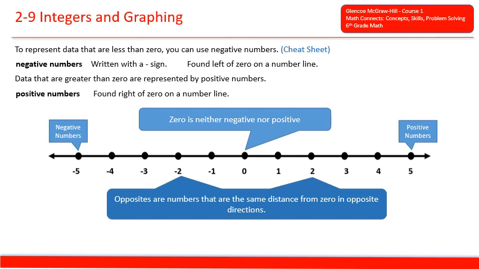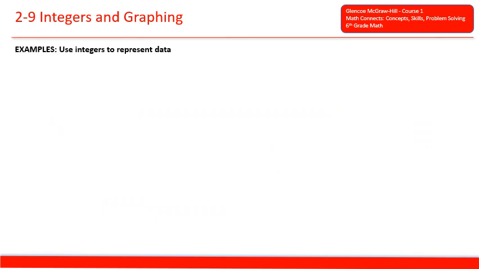Opposites are numbers that are the same distance from 0 in opposite directions. So negative 2 and 2 are both 2 places away from 0. Integers are positive whole numbers, their opposites, which are the negative whole numbers, and 0. Use integers to represent data. Write an integer to represent each piece of data.